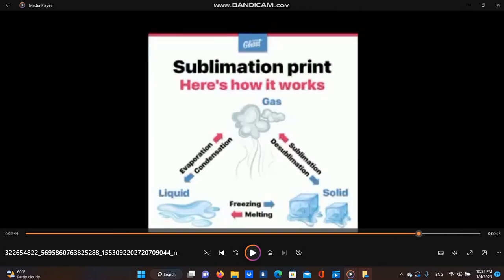And now the other type is sublimation. Sublimation simply means turning solid into gas. Desublimation is gas turned into solid. And from liquid to gas is evaporation, as we all know. From gas to liquid is condensation, and of course freezing and melting, freezing to make it solid. So it's all like a cycle.